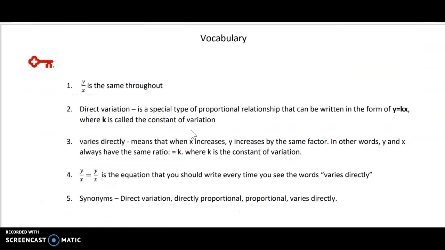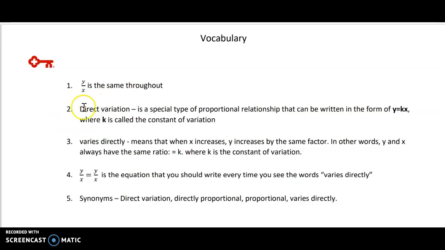It's important that you look over the vocabulary, as you will need to know the vocabulary when I'm talking about it. So, y over x is the same throughout. This is going to be a huge concept this unit. If you can determine y over x is the same throughout, it's going to be proportional. If it's not the same throughout, it's not proportional.